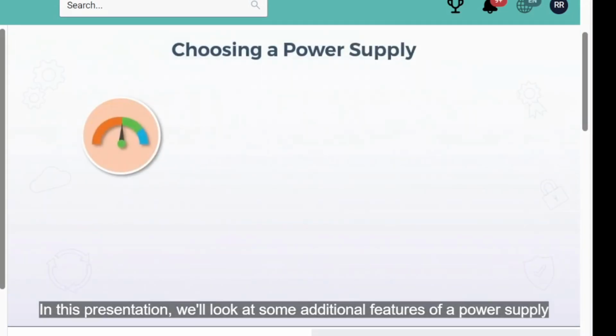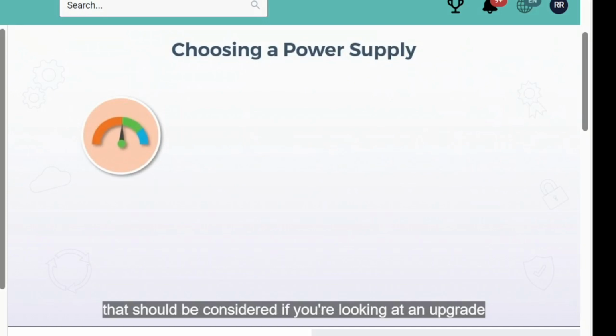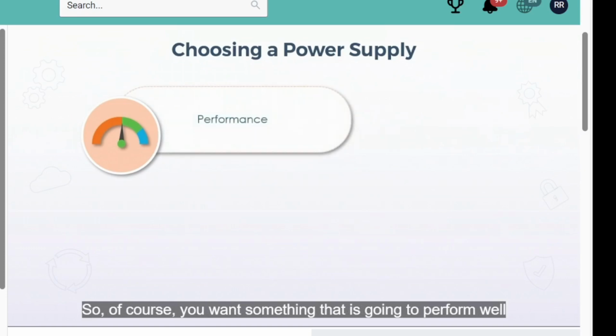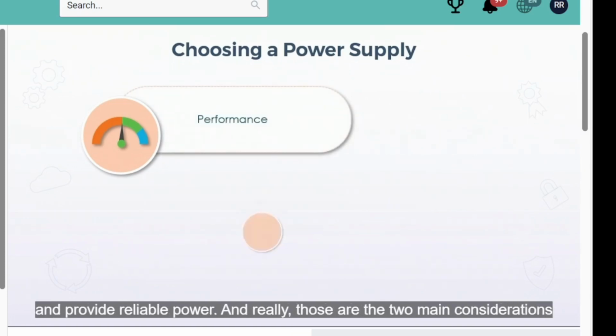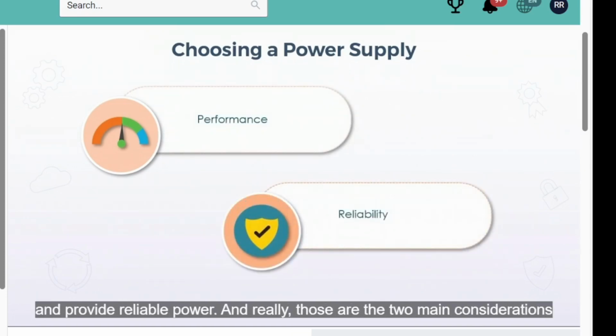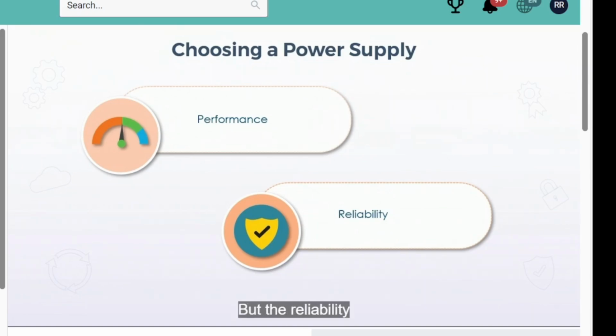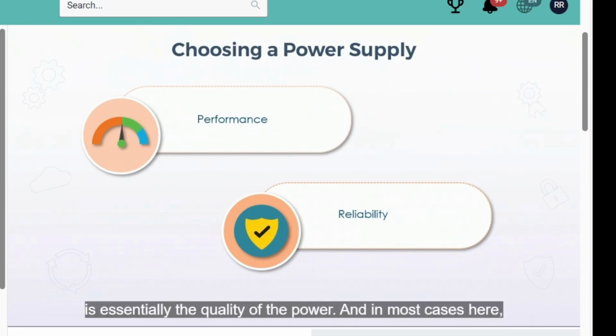In this presentation, we'll look at some additional features of a power supply that should be considered if you're looking at an upgrade or possibly replacing an existing unit. So, of course, you want something that is going to perform well and provide reliable power, and really those are the two main considerations with respect to the performance. That generally refers to its efficiency, and we will talk about that in greater detail in just a moment. But the reliability is essentially the quality of the power.